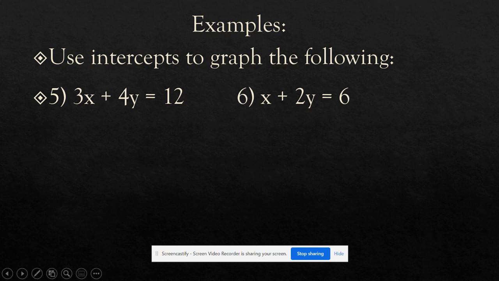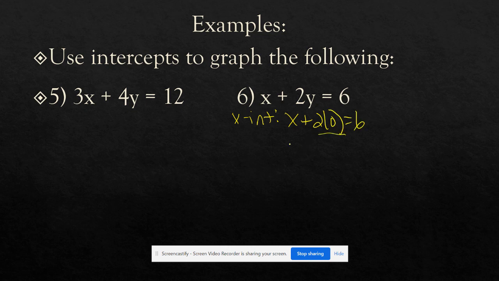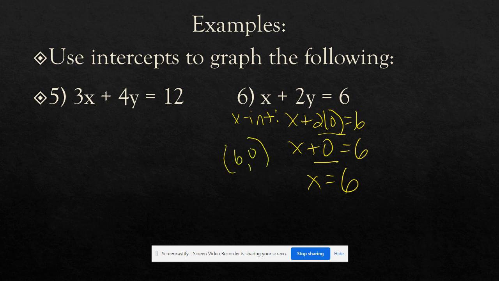Let's try example 6. Again, for our x-intercept, we're plugging in 0 for y. 2 times 0 is 0. That essentially is not there, and x is equal to 6. So our x-intercept is (6, 0).